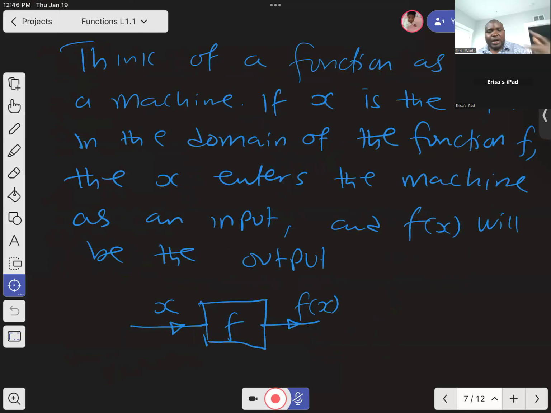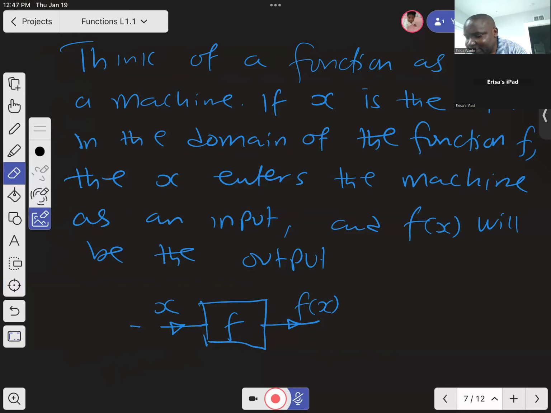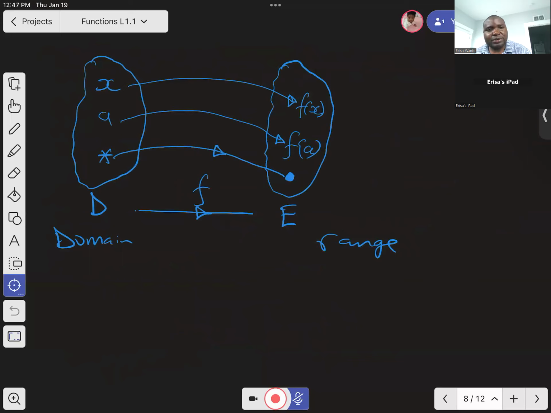So how do we think about functions? I want you to think of a function as a machine. You have a machine, you input, and then you get an output. So if I input x right here, I'm inputting x, and then I'm getting out f of x. So f is the machine here. The other way of thinking about functions is to think about this in terms of sets. This set D has elements x, a, and then the star element here. So it is acted on by a function, okay?